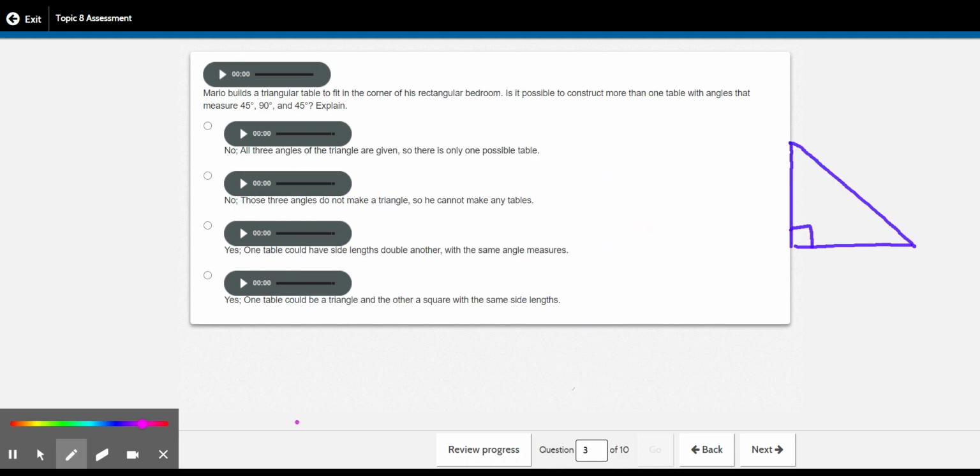Mario builds a triangular table to fit in the corner of his rectangular bedroom. Is it possible to construct more than one table with angles that measure 45 degrees, 90 degrees, and 45 degrees? So I drew a triangle. I know it's not perfect, but it's about 45, 90, 45. The question is, if I were to extend it out, would I still have the same angles?